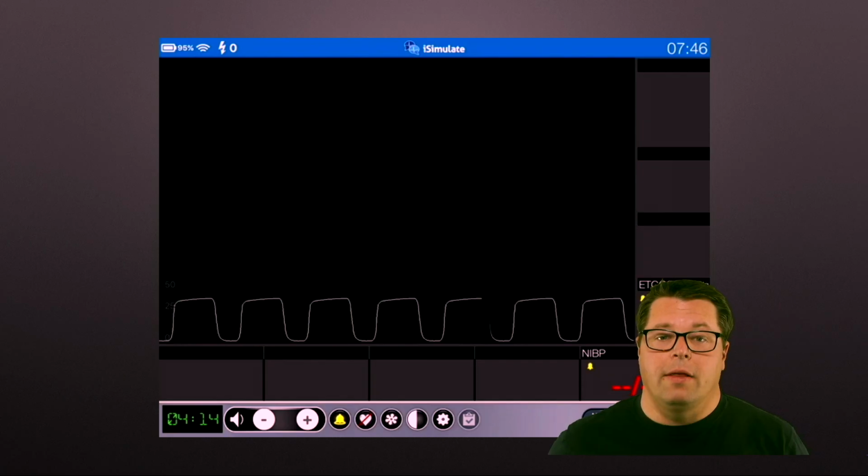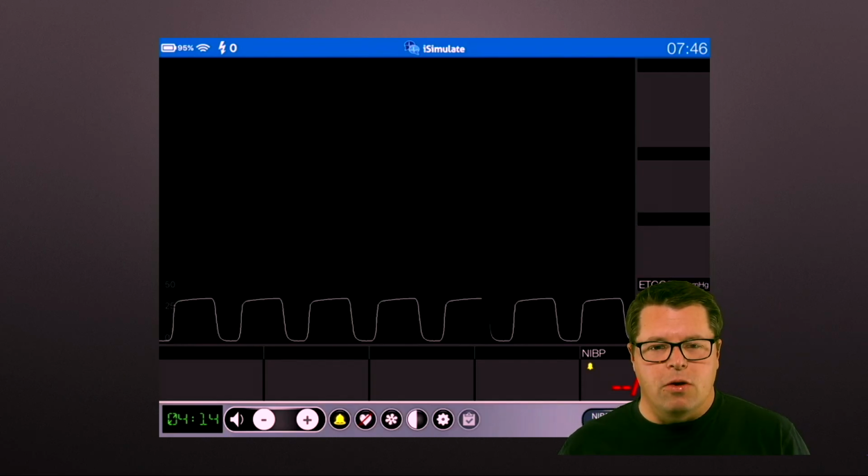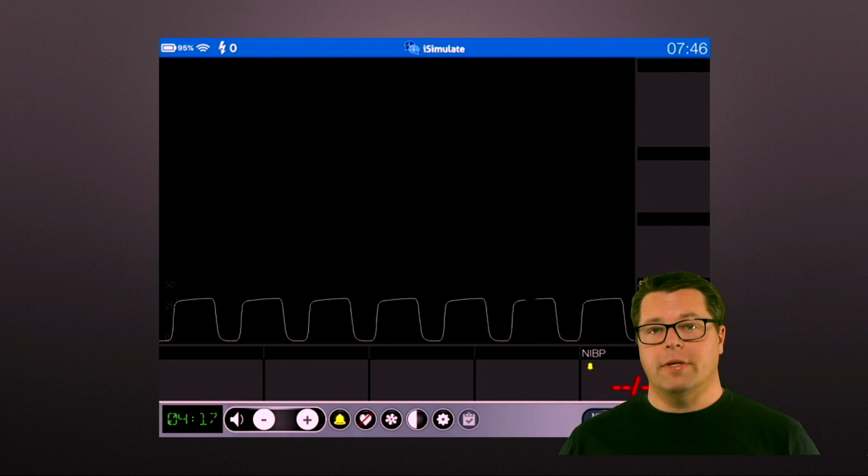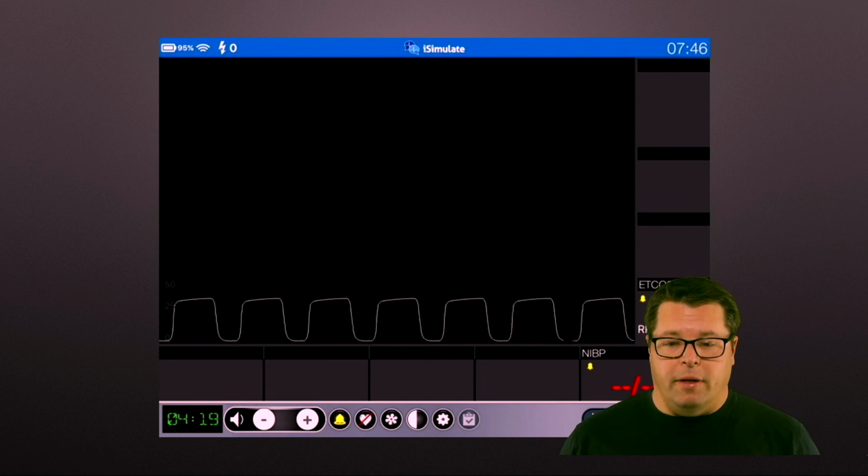Now, one of the other handy things about end tidal CO2 monitoring is that you can use it not just to say, yes, tube there, tube not there, airway not there. You can use the shape of it, the characteristics of it, to do a little bit of clinical evaluation.